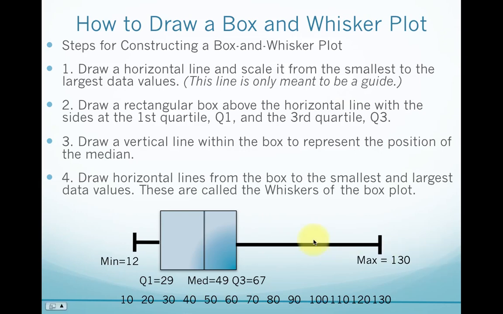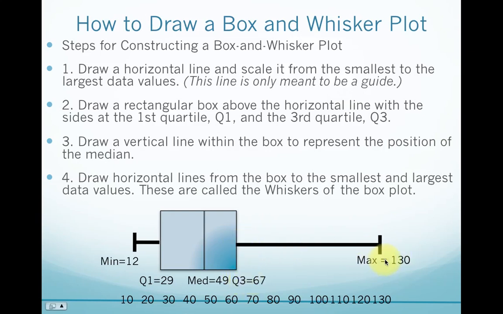Okay, we have a really long tail, or rather a long whisker, on the right-hand side. This means that this box and whisker plot is skewed right. Why is it being pulled out to the right? Because it has a maximum of 130, where most of the data values in the distribution were not near 130. A lot of them were a lot lower than 130. In fact, 75% of them were at or below 67.